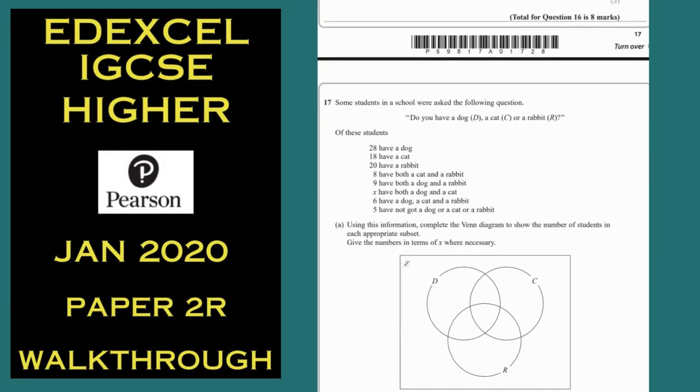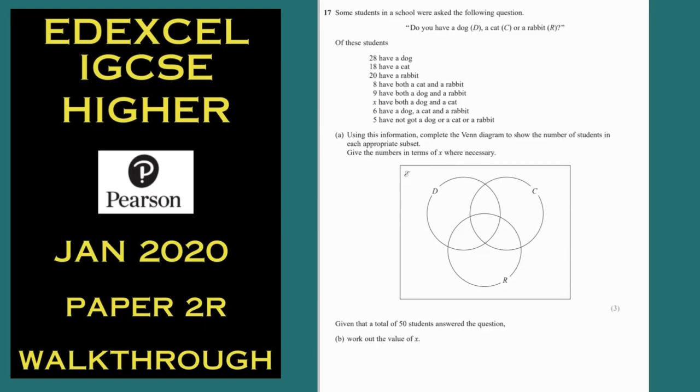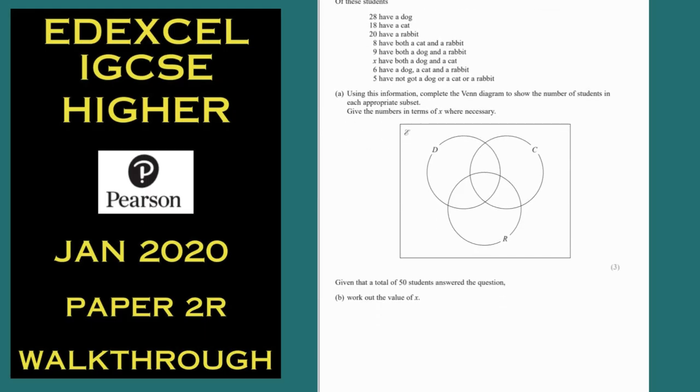On we go. Number 17. Dog, cat, rabbit. Interesting thing for me: rather than reading top to bottom, it's usually easier to read bottom to top. Here's why. So 5 have not got anything. Done. Because when you read 28 have a dog, that means the total is what you have to carry on to find information. And normally details don't come until the end, so I like to do these backwards. Next, 6 have a dog, a cat, and a rabbit. So in other words, 6 have all three.